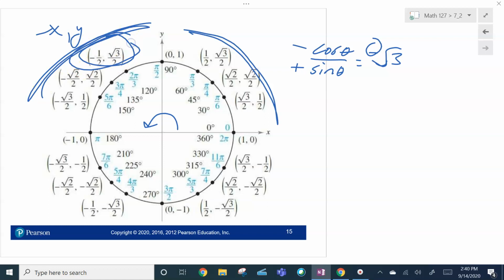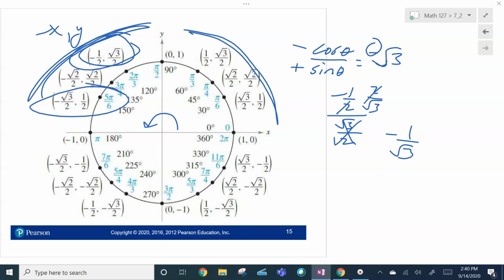I say, well, is it 2 pi thirds? That cosine's negative a half. The sine's root 3 over 2. Now that can't be right, because when I simplify that, it's negative 1 over root 3. So it's got to be the 5 pi 6.